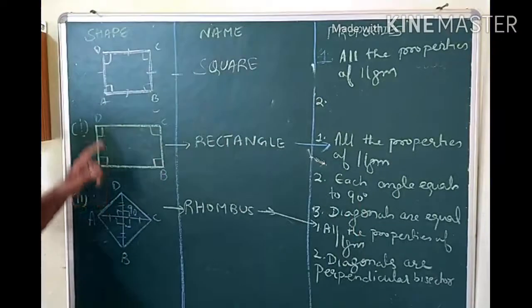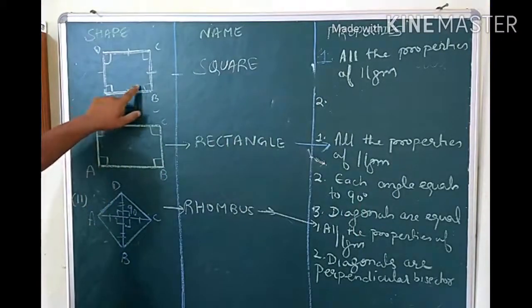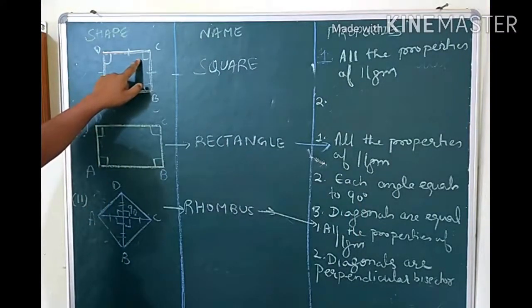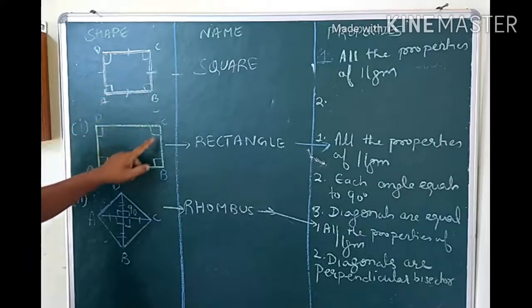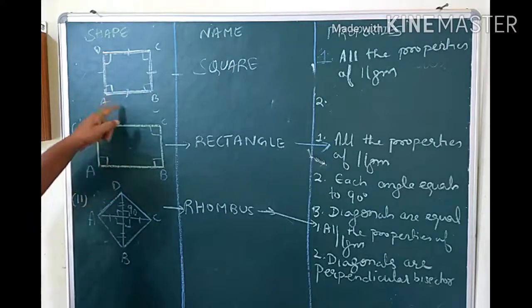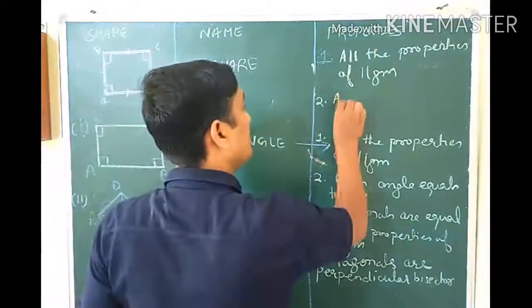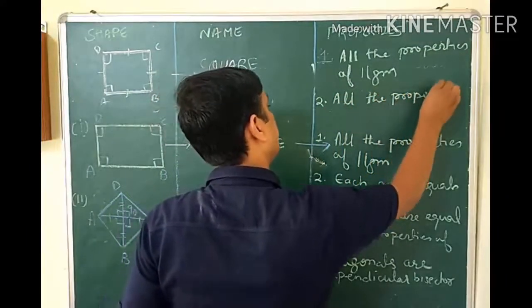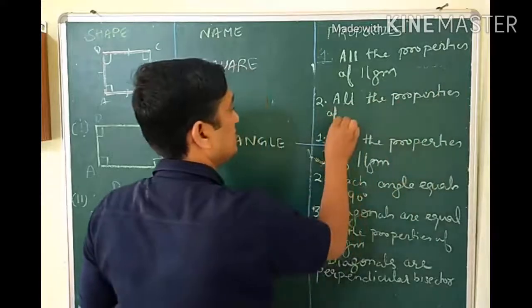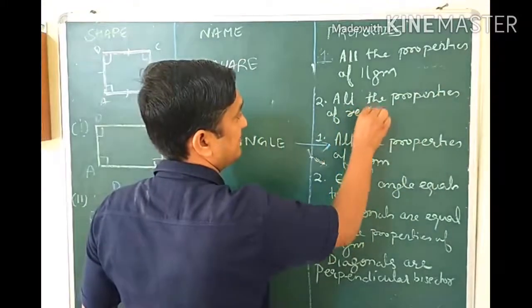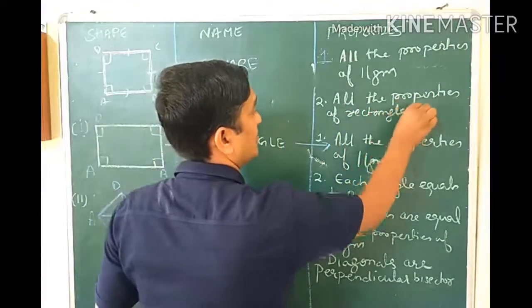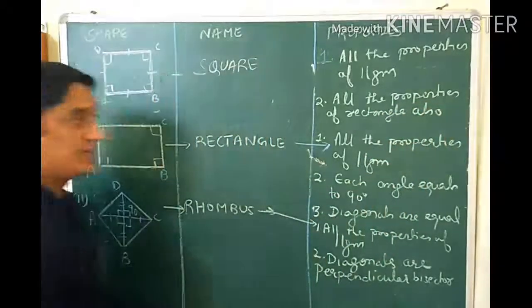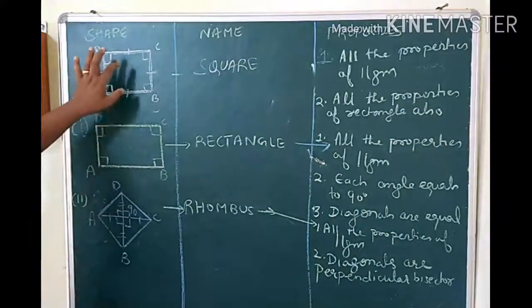And look children, in a square each angle is 90 degrees. In a rectangle also each angle is 90 degrees. So it possesses all the properties of a rectangle also. All the properties of a rectangle are possessed by this square.